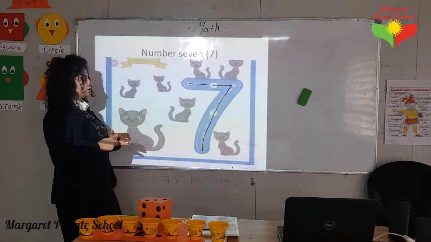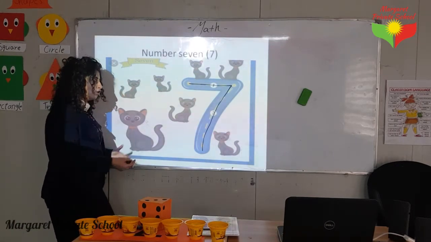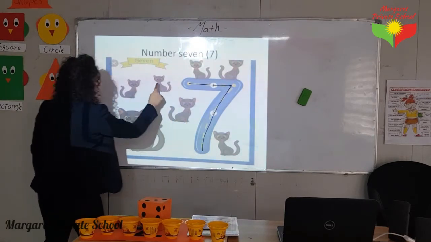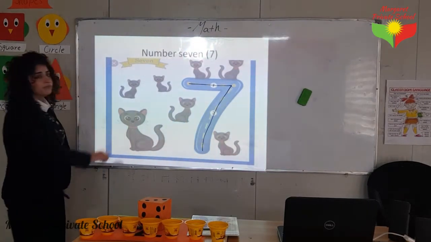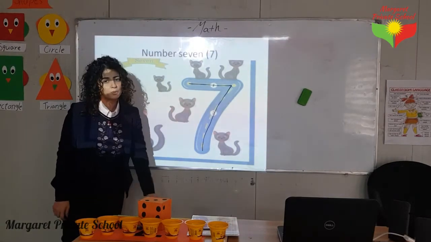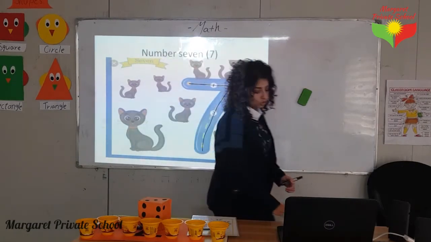Number 7. So how many cats are in this picture? Let's count it. Repeat again. 1, 2, 3, 4, 5, 6, 7. So we have 7 cats in this picture. After this picture, we have this video to see.